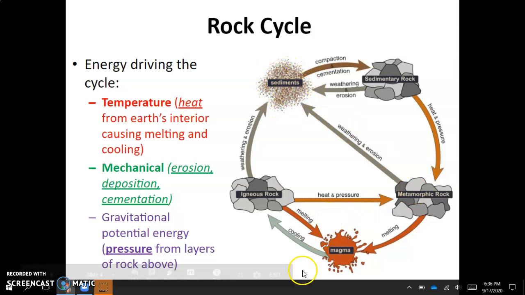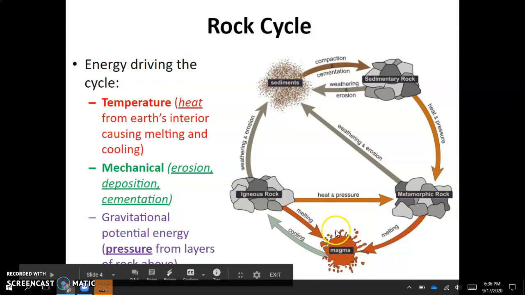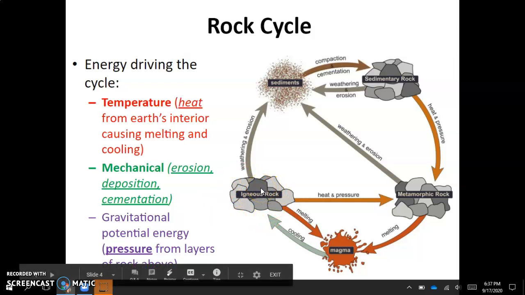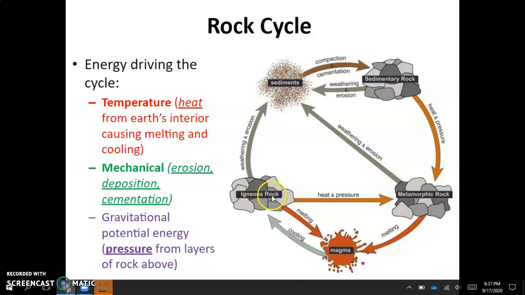Once we have magma, we're starting in the mantle with magma, and this magma will eventually cool, and when we cool magma, that's when we get igneous rock. So we have igneous rock here that's formed from the cooling of the magma. Now, there are a few things that could happen to this igneous rock. If it gets buried deeper in the earth and exposed to heat and pressure, it could turn into a metamorphic rock. Remember, a metamorphic rock is just a rock that's been changed from a different type of rock. So if this igneous rock is exposed to heat and pressure, it will become metamorphic.